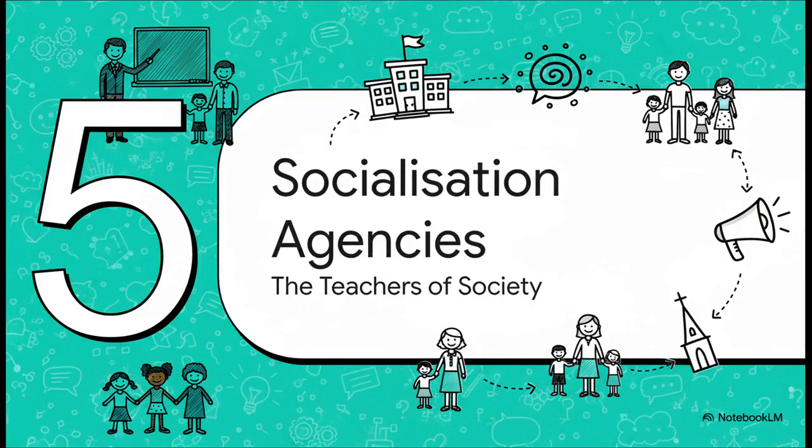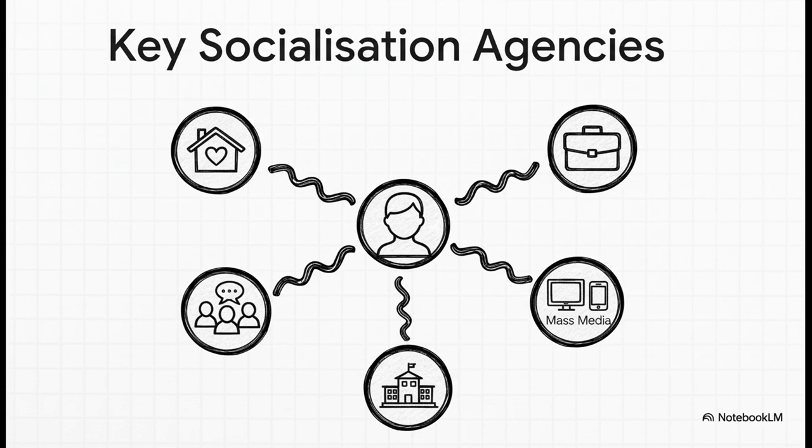All right, for our final section, let's meet the teachers of society. These are what sociologists call the agencies of socialization. They are the specific groups and institutions that teach us everything we need to know to be a part of our world. Now, there are a bunch of these agencies, but these 5 are the heavy hitters. We're talking about our family, our peer groups, that is, our friends, school, the mass media, and of course, our workplace. Each one plays a huge role.